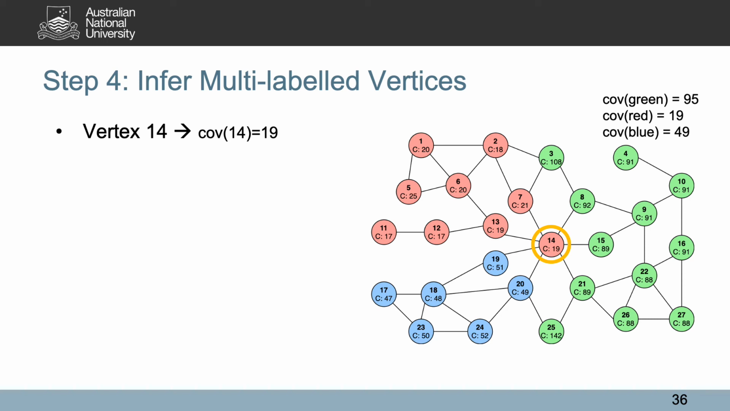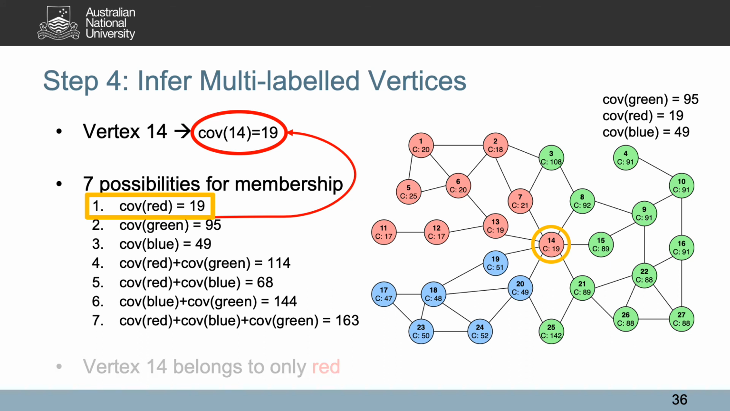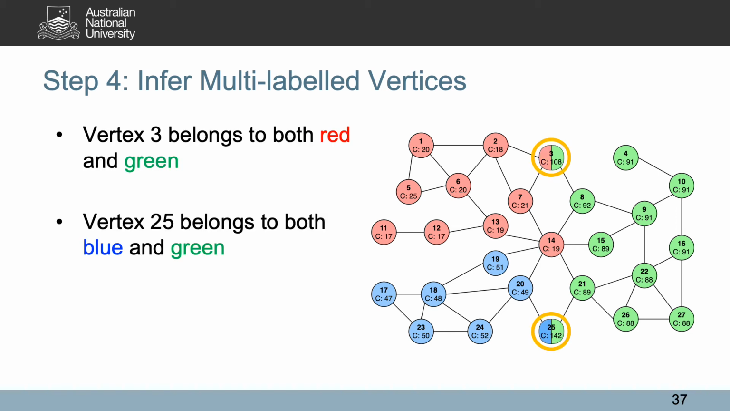Let's consider vertex 14 with a coverage of 19. We can see that there are 7 possibilities for the membership of this vertex as it connects to all red, green and blue components. We can see that the coverage of vertex 14 is closer to the coverage of the red component. Hence, vertex 14 only belongs to the red component. Finally, we can detect two multi-label vertices in this example, vertex 3 and vertex 25.